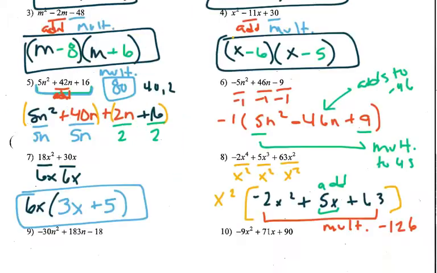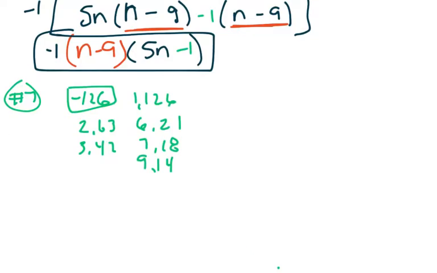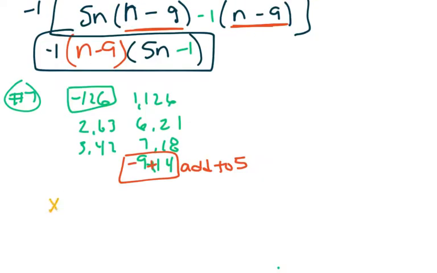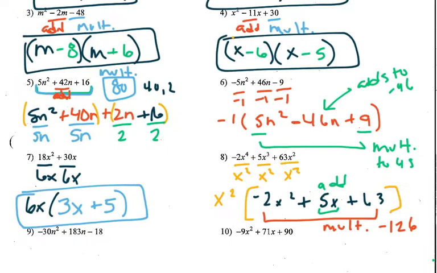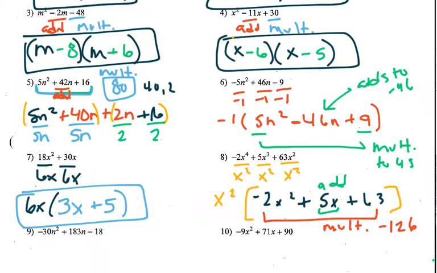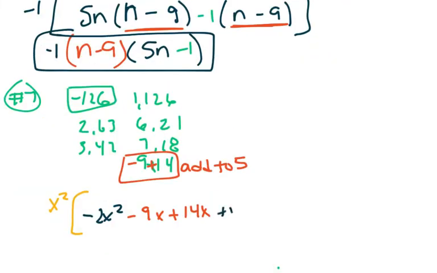Because if we want to get to a positive 5, to multiply these two numbers, we're going to have a positive 14 and a negative 9, and those two will add to be 5. So if we take the time to rewrite the original equation, of course now we have an x squared way out front, but we have negative 2x squared, and then our new pieces of negative 9x and positive 14x, and then the last piece of plus 63.